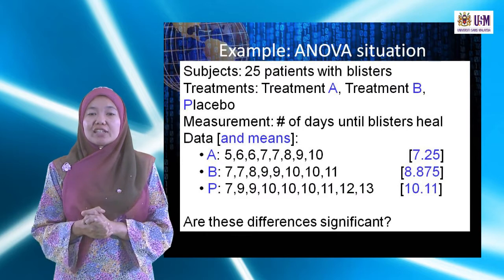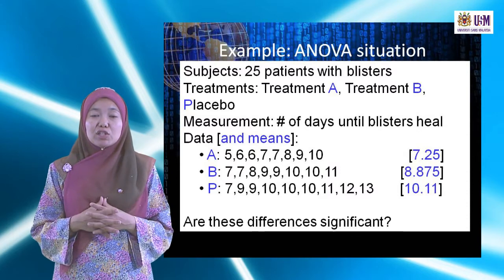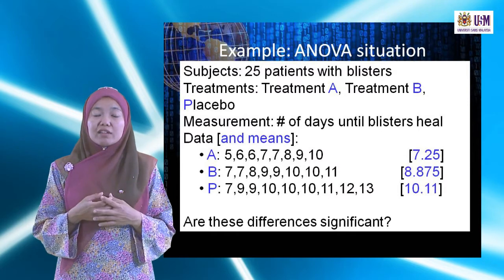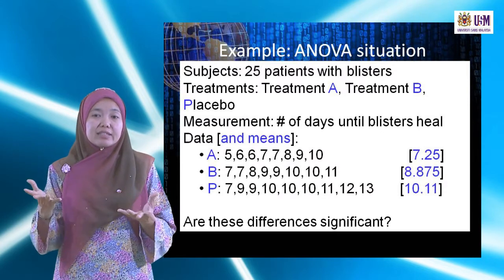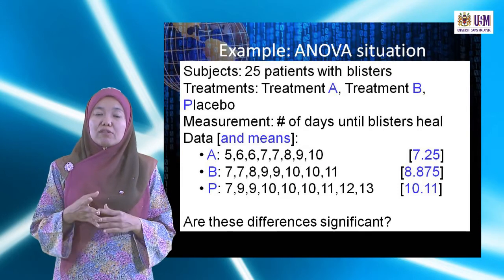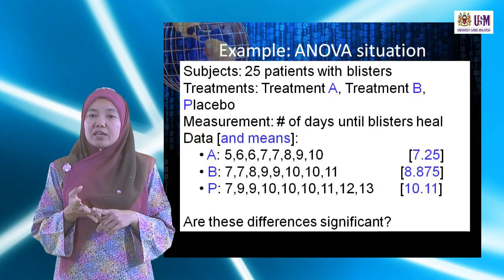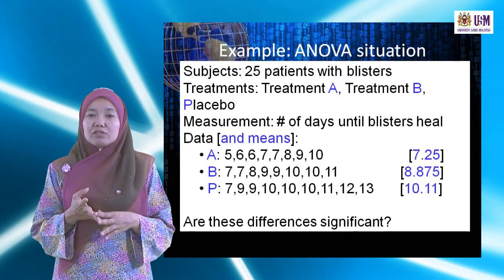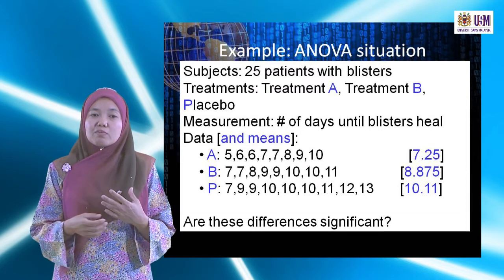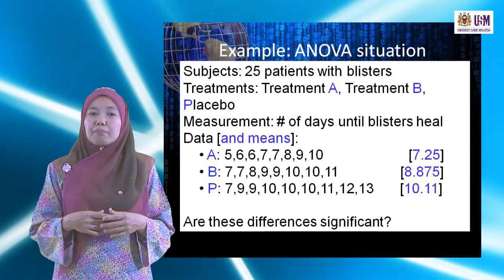Okay, now let's move back to the case of one-way ANOVA. So I'm going to discuss with you a very simple ANOVA situation. Bear in mind, this is one-way ANOVA. So let's say the subjects you're studying are 25 patients with blisters, and you're going to give these patients different treatments: treatment A, treatment B, and placebo. Treatment A and treatment B are different kinds of medicine or treatment that you're giving to those with blisters, while placebo is simply doing nothing, but you still need to take their measurements, for the placebo effect.